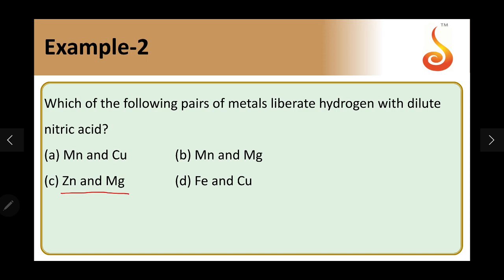So zinc and magnesium, when they react with dilute nitric acid, they do liberate hydrogen, but the hydrogen liberated will again reduce HNO3 to NH3, and NH3 converts into the respective ammonium nitrate by the reaction with nitric acid. So answer should be zinc and magnesium, because copper will give NO or N2O. Iron will again give NO or N2O with dilute nitric acid. It doesn't give hydrogen. With concentrated nitric acid, iron, copper, everything will give NO2. So option should be magnesium and zinc.